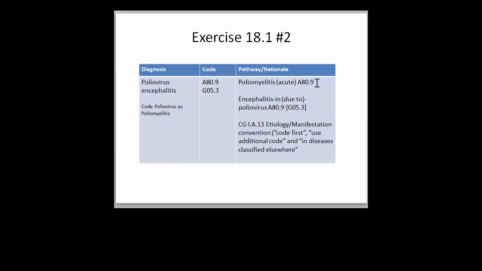So when we look up polio, we get this code. But if we had started with encephalitis and had followed down our indentations in our alphabetical index, it would have taken us to the same code, and we would see this is the polio code followed by the manifestation code. The G05.3 is the encephalitis. So that's a good example of manifestation convention.